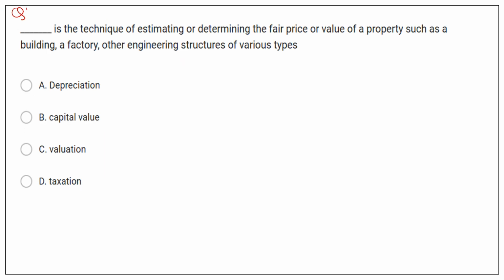Question number 11. Blank is the technique of estimating or determining the fair price or the value of property such as building, a factory, other engineering structures of various types. So this technique is nothing but valuation. In case of valuation, the estimating and determining of fair prices and the value of property of building, factory and other engineering structures of various types are included. So here option C is correct.